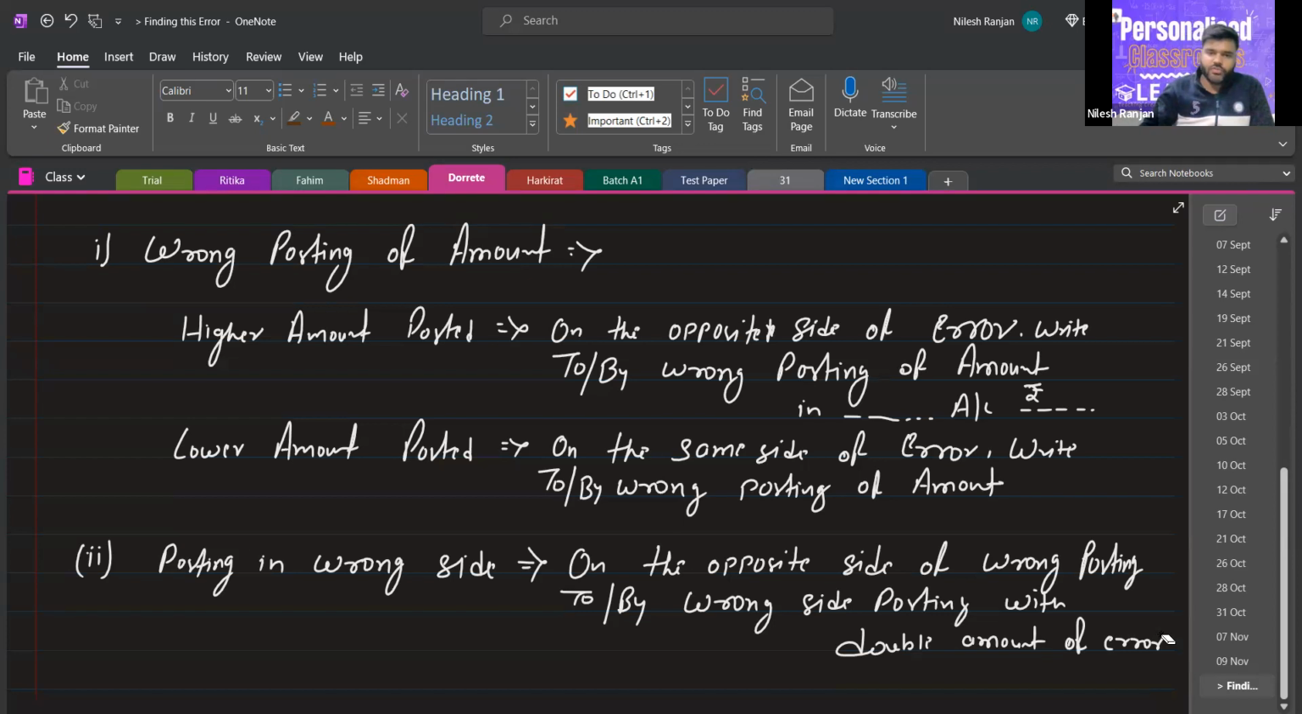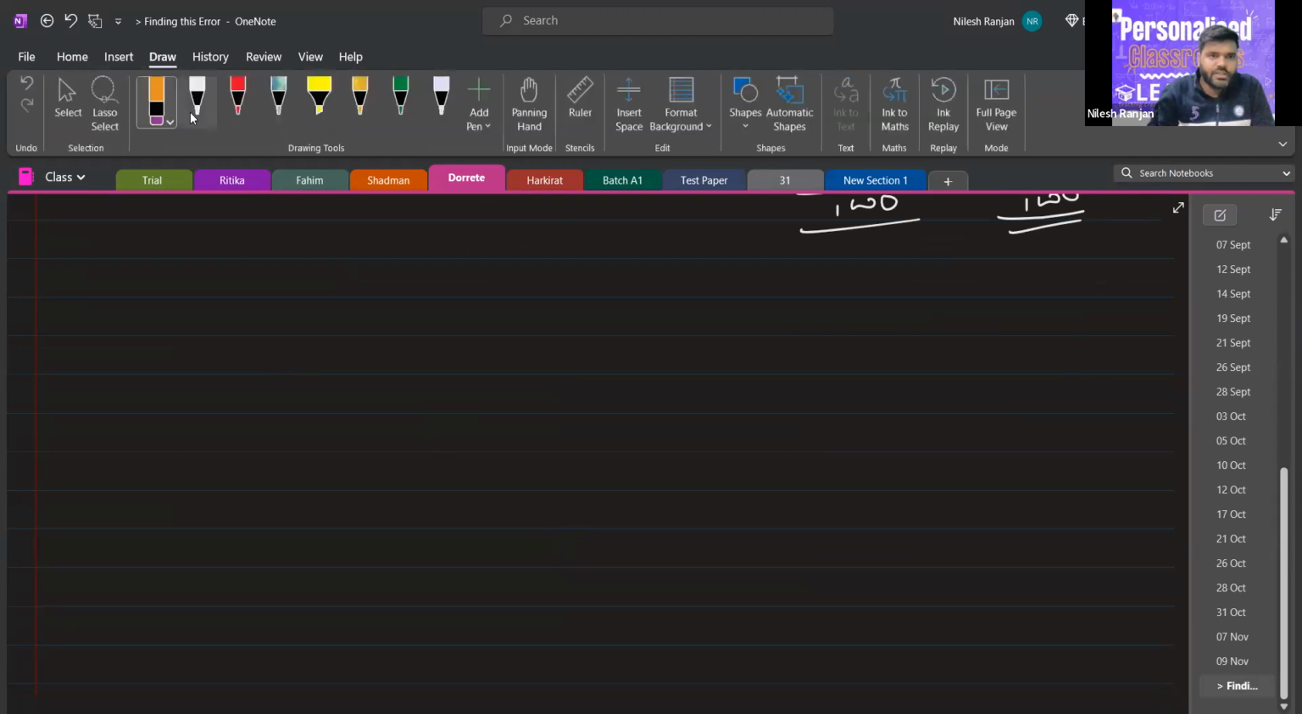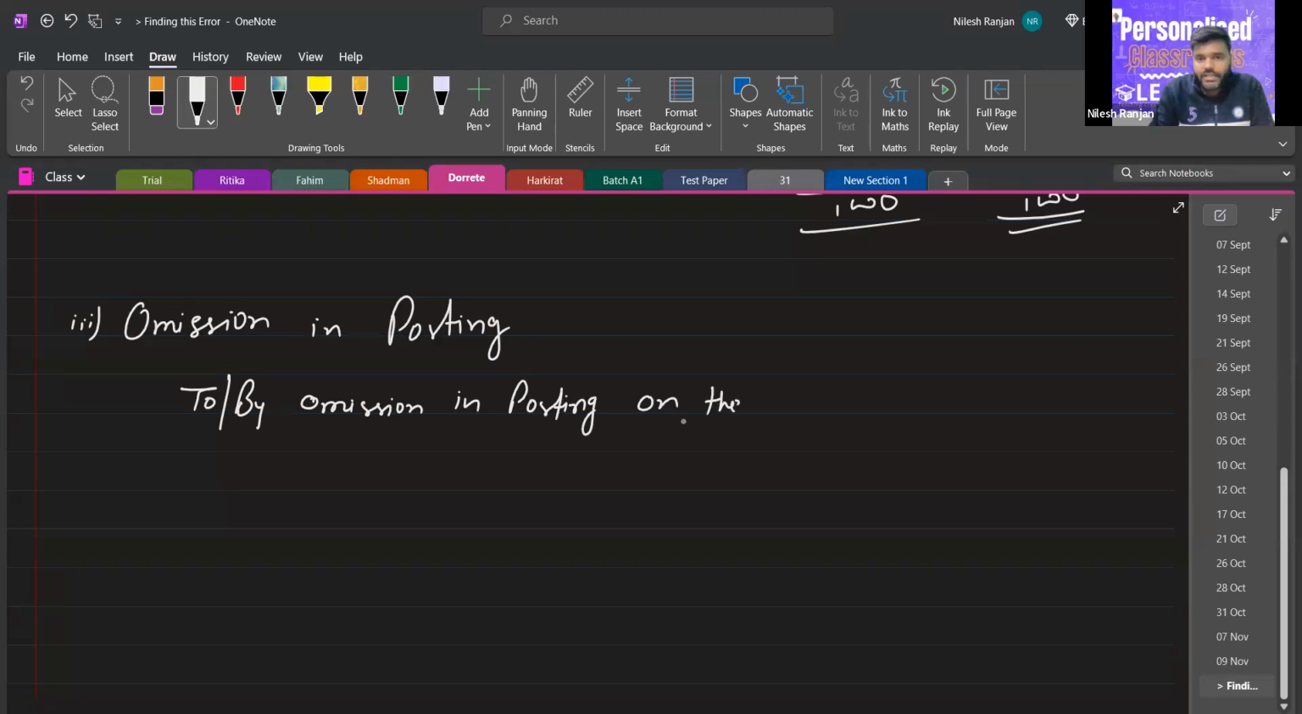Now there is one more error related to this one-sided, which is omission in posting. This is the third one. In this case, if there are two accounts in the journal, one is written correctly and the other is omitted. Means you have not written the amount, and you have not written the account also. So in that case, you just have to write "to" or "by" omission in posting on the same side, on the correct side.